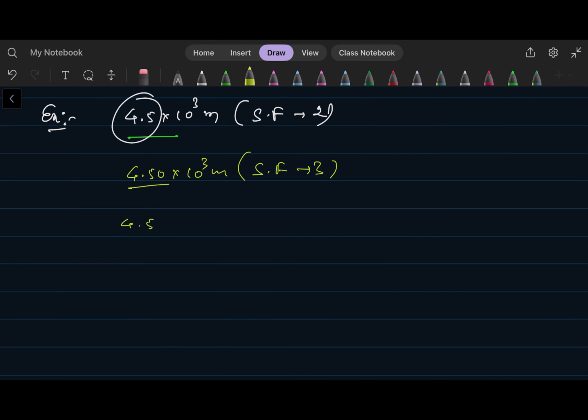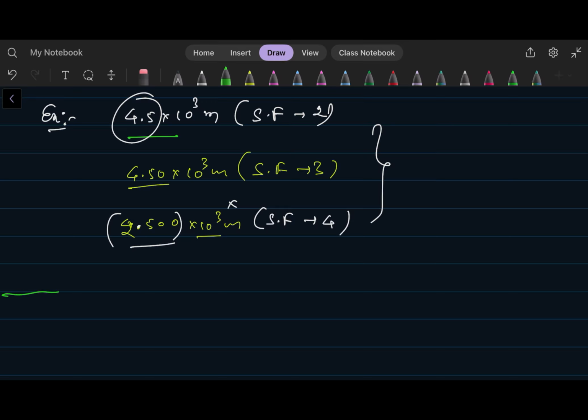For example, if you have the value 2.500 into 10 to the power of 3 meter, you should not consider the exponent value. You just need to consider the left side value, that is 2.500 into 10 to the power of 3. You should not consider this exponent. Only the value you have to consider. After the decimal, you have to consider 0 also as a significant figure. Therefore, the total significant figure for this is going to be 4. This is how we do the significant figure, and in this expression, all 0s to the right of the decimal point are significant.